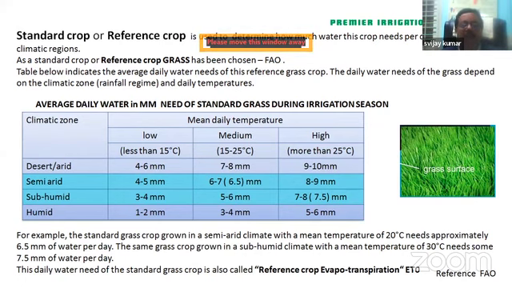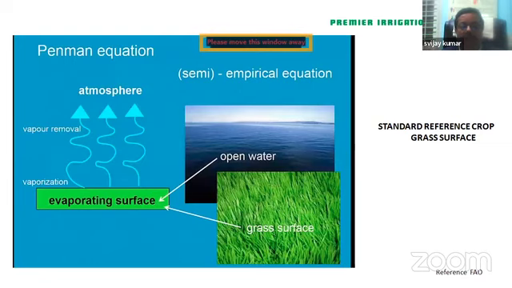Why do we need this reference crop? Because a grass surface is a totally covered area. So when we have to have a standard, we take it only from the grass surface as the standard, which is laid down by the FAO. So now you can understand. It's like an open water surface and a grass surface, and the evaporating surface, the water is getting evaporated either by transpiration or evaporation from the surface. So the standard reference crop is grass.